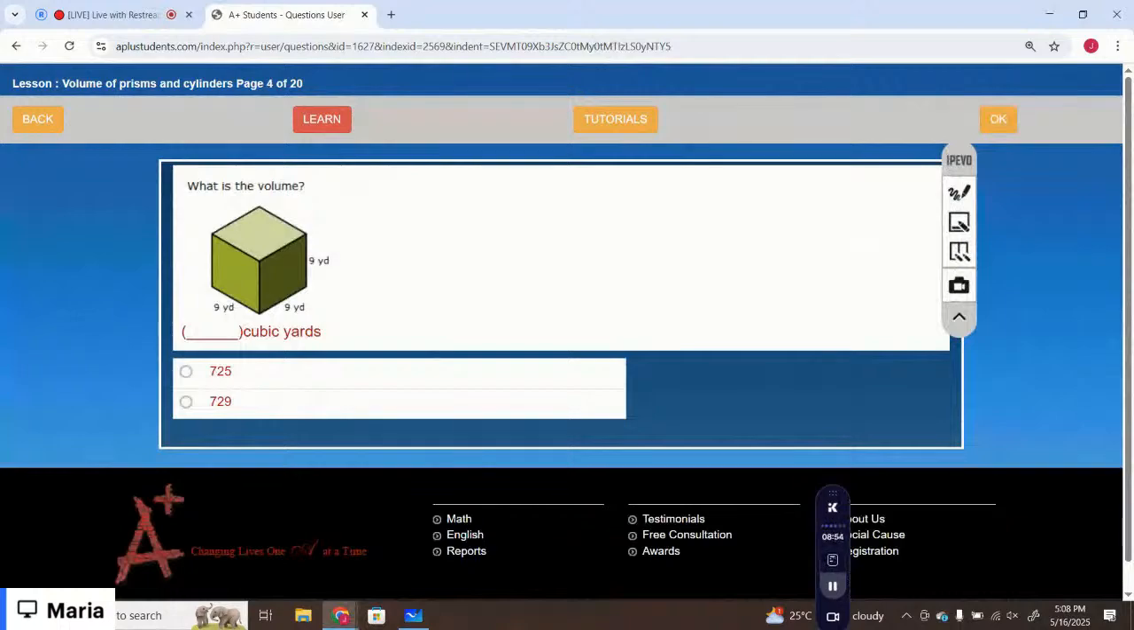What is the volume? 9 times 9 times 9. So which is the correct option? 9 times 9 is 81. 81 times 9 is 729. So option number 3 is the correct option.